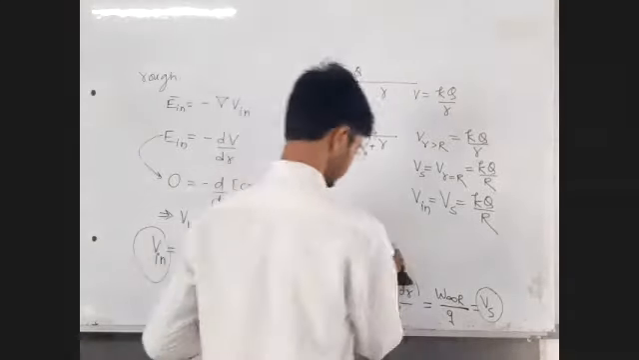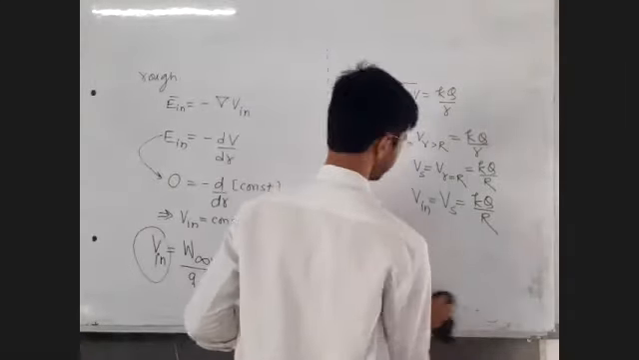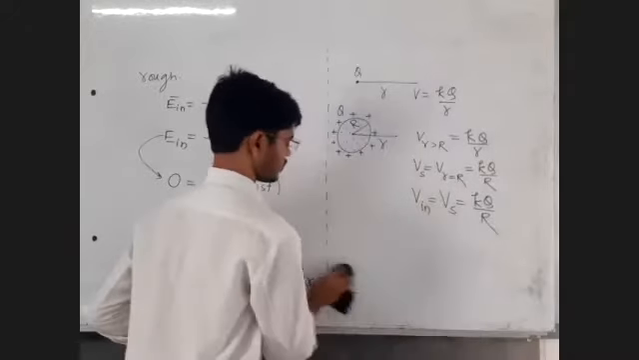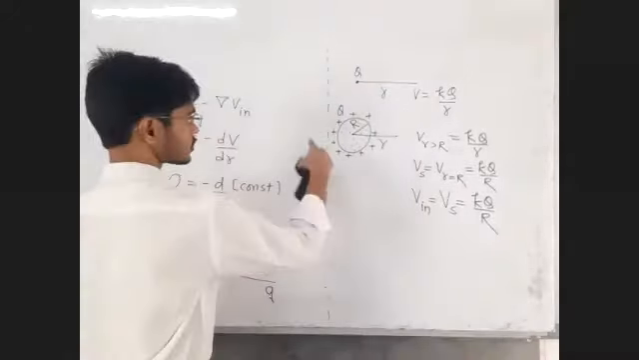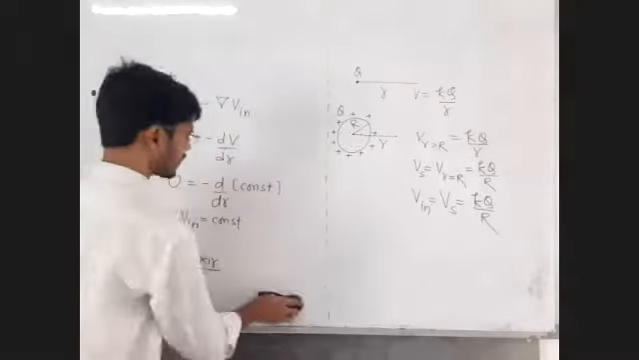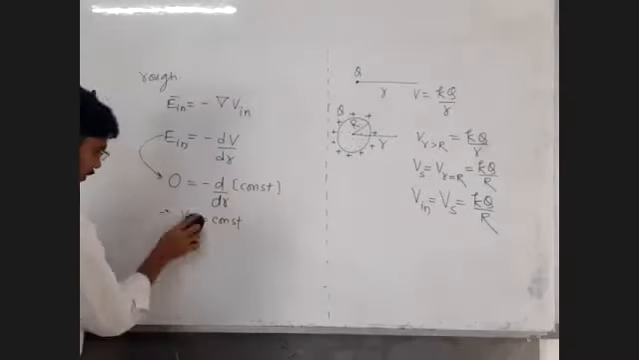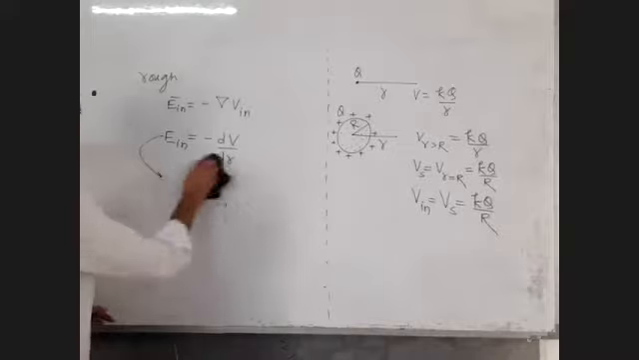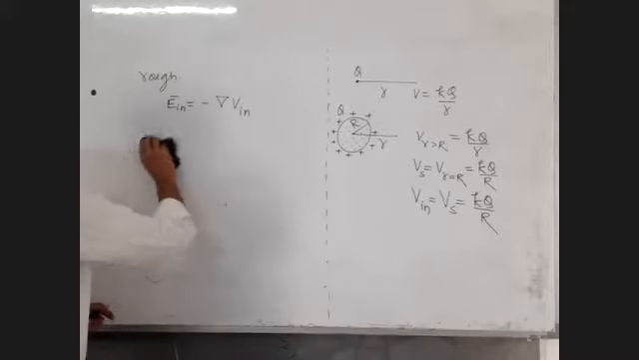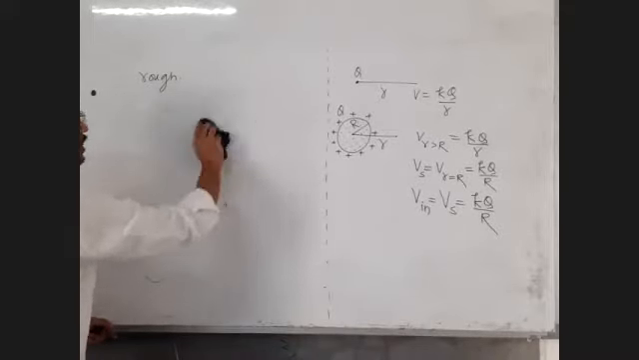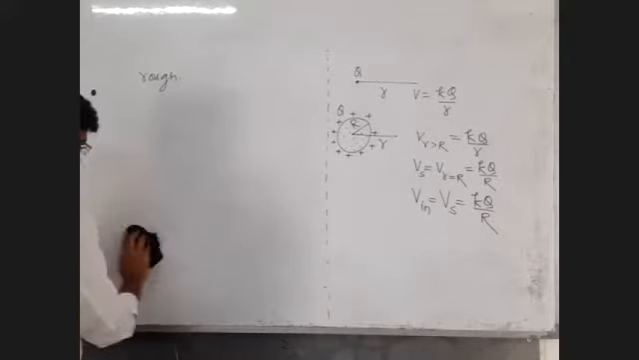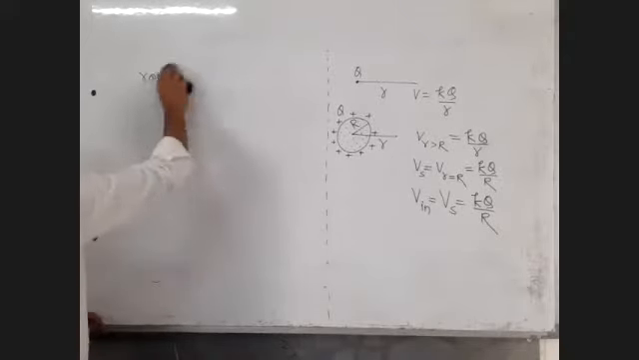Now let's say we have, instead of a spherical shell, which is a surface charge distribution, a volume charge distribution. We have a non-conducting sphere. Non-conductors are also called dielectrics. We are going to learn about dielectrics in the upcoming chapters.